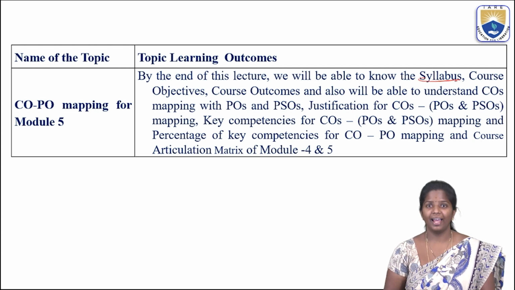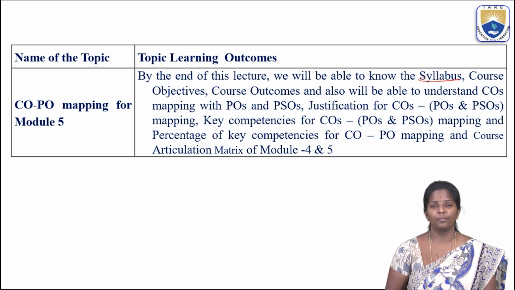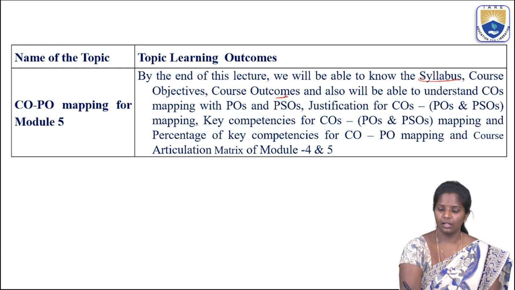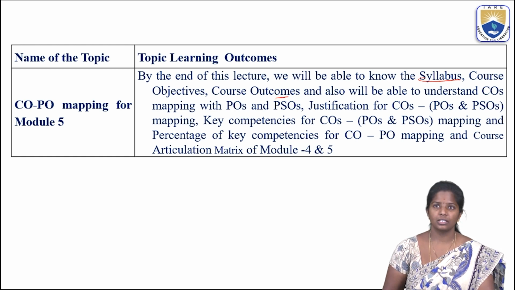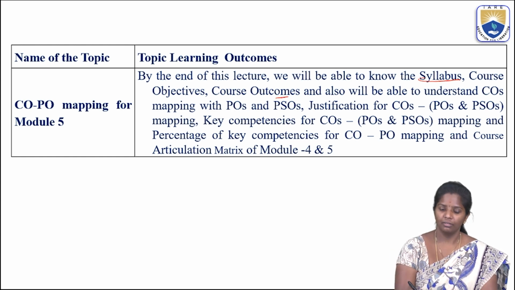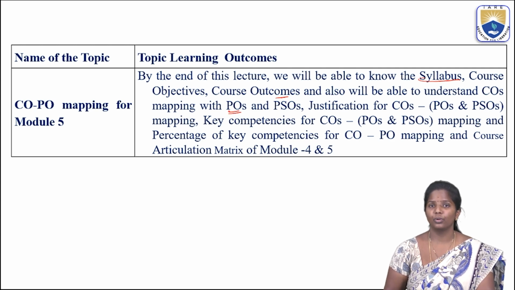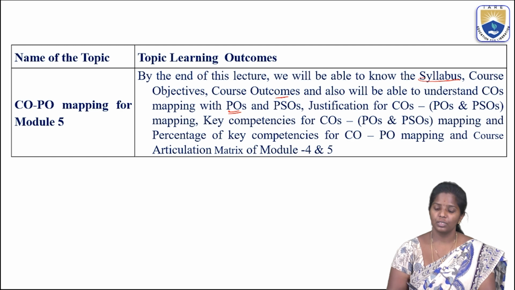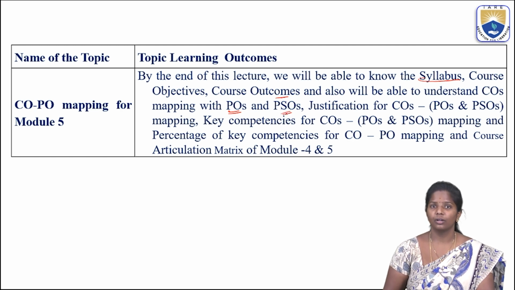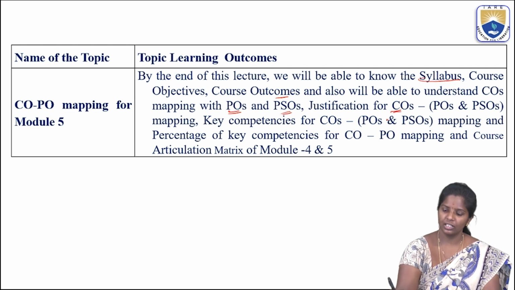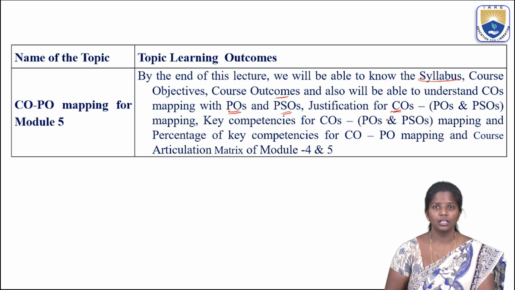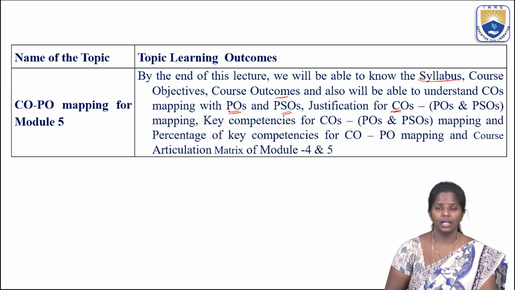We will have a glance at the syllabus, then course objectives, course outcomes, and we'll be able to understand course outcome mapping with program outcomes, then program specific outcomes, then justification for course outcomes, program outcomes, and program specific outcomes. And this mapping is justified.